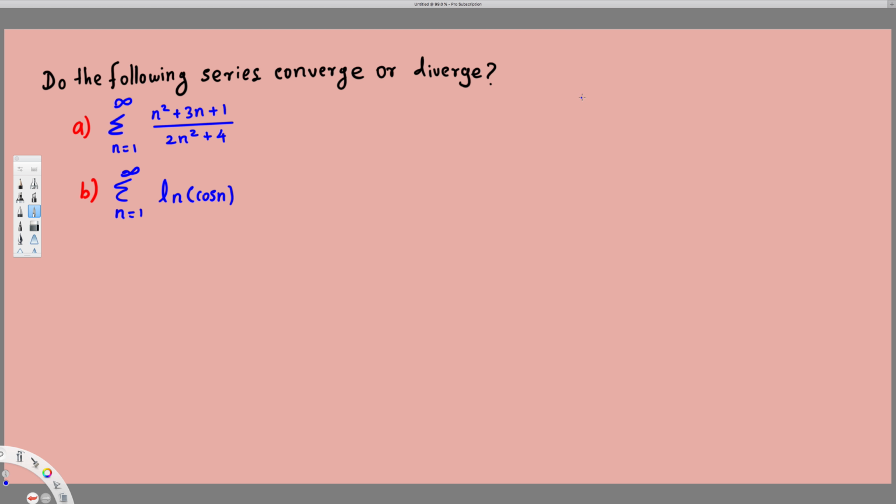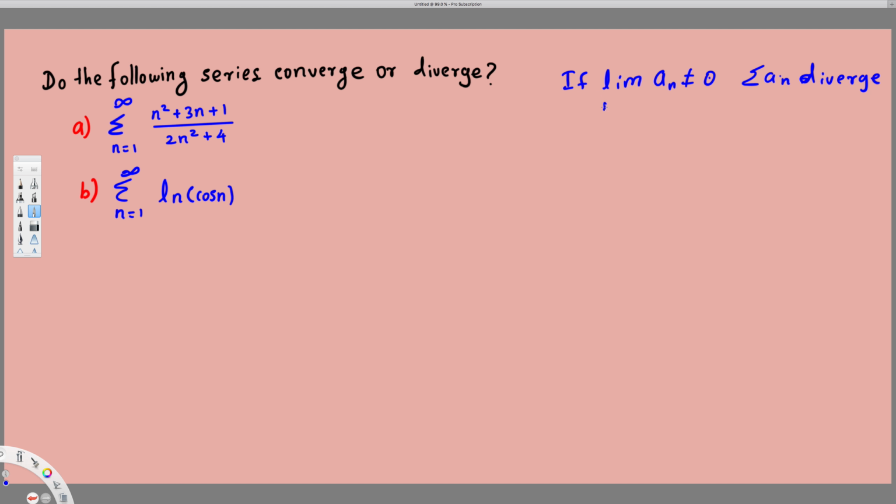Whenever we have, let's say, if the limit of an is not equal to 0, that's always going to be divergent. So sigma an is going to diverge, right? Diverge.